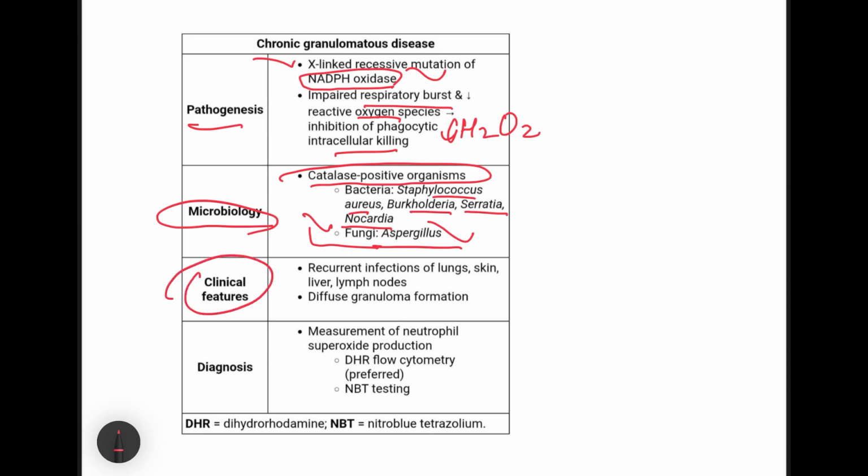If we talk about clinical features, there are recurrent infections of the lung, skin, liver, and lymph nodes with diffuse granuloma formation. For the diagnosis, we measure neutrophil superoxide production by DHR flow cytometry and NBT testing, that is the nitroblue tetrazolium test, in which it will not turn blue.